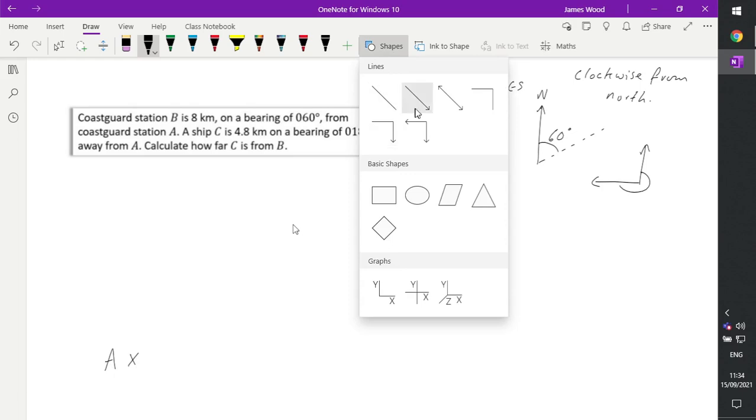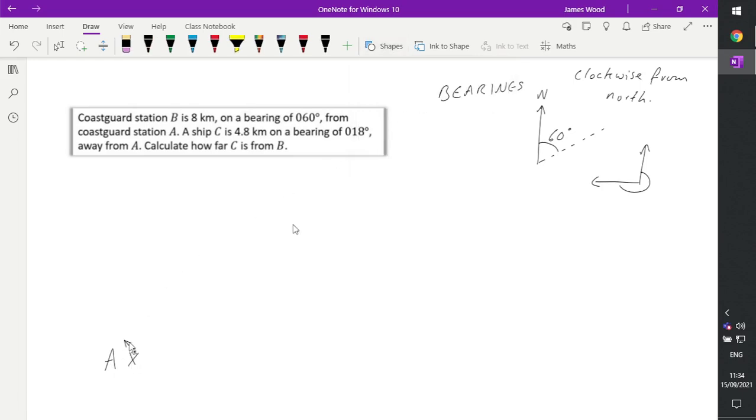I'm just going to draw on north. Okay, so a line that just goes straight up, because then I can use this to measure my angles. Right, and Station B is on a bearing of 60 degrees. Well, this would be 90, 45 would be there, so I guess 60 is kind of in this direction.